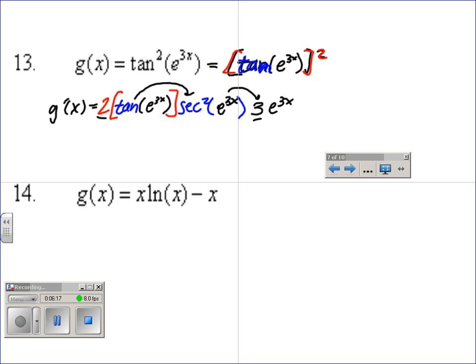So looking to see what we can multiply, this 3 and 2. So we have 6 e to the 3x, tangent of e to the 3x, secant squared of e to the 3x.